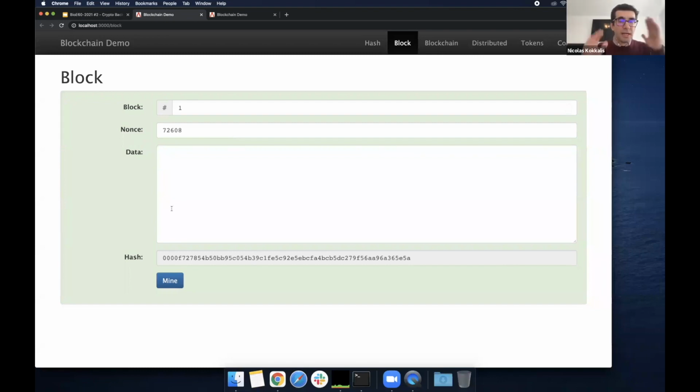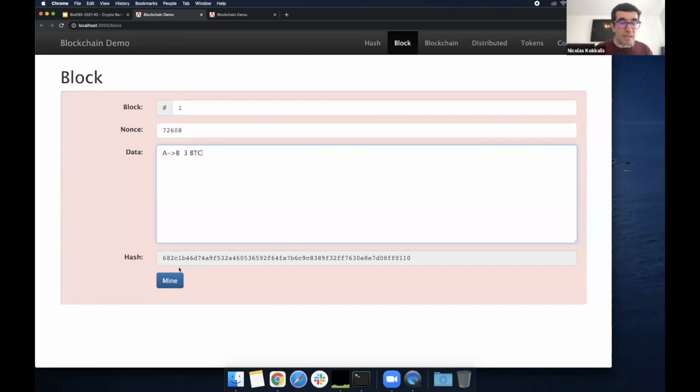Same software, a little advanced version of what we saw. This is what I call the block. Maybe it has a number. So that's the first block. It's the Genesis block, so it's number 1. Then this is the nonce. And here I have my data. My data could be that Alice sends to Bob 3 Bitcoin. And the hash is data concatenated with nonce, and in this case, concatenated with a block number as well. And this is the hash.